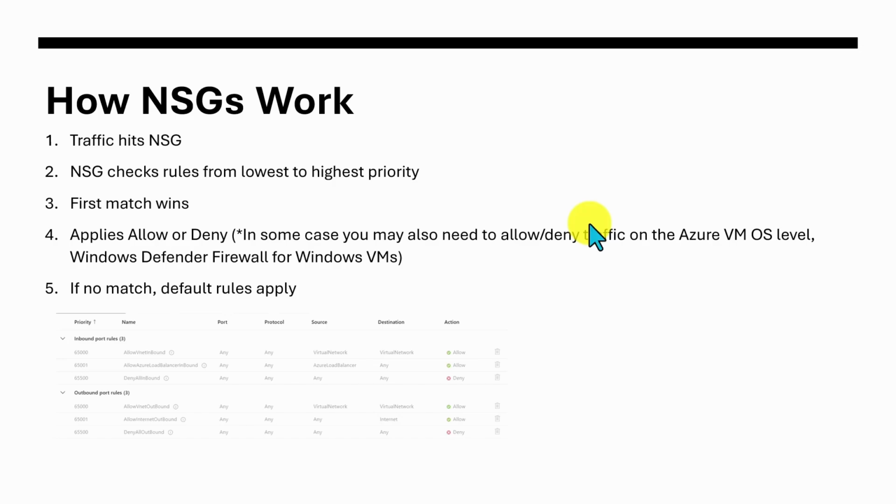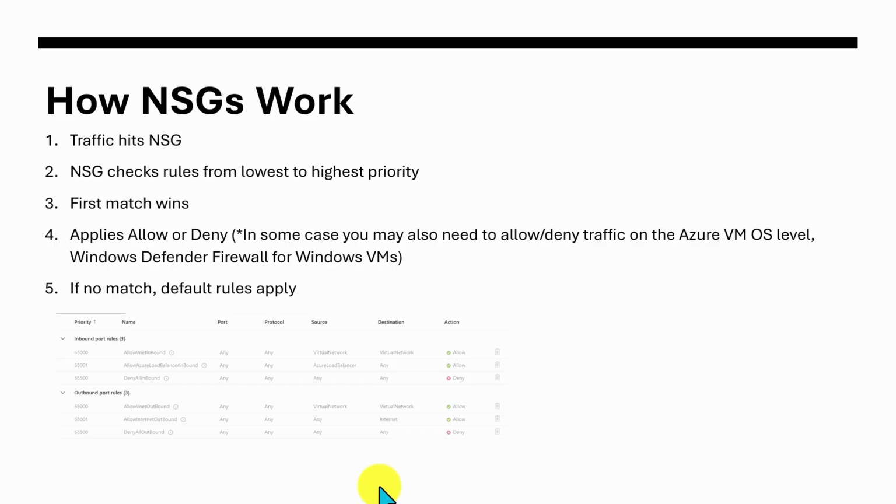Now, if there is no match, default rules apply. These are the default rules in Azure as far as Azure networking goes. Whether you assign a network security group or not, these are basically the rules. So your inbound connectivity from outside is blocked by default. Only inbound connectivity from within the VNet is allowed, and from the Azure load balancers.